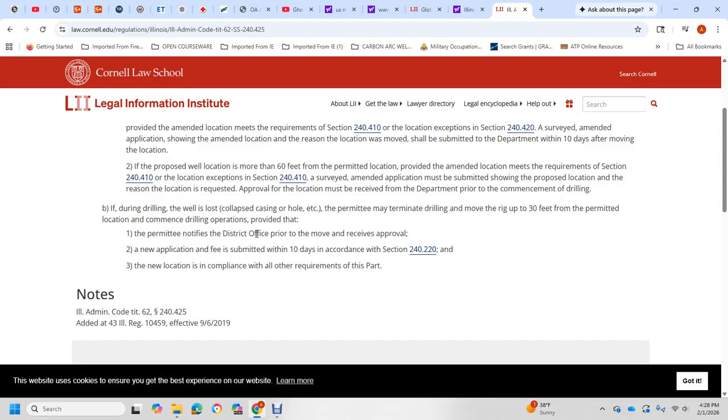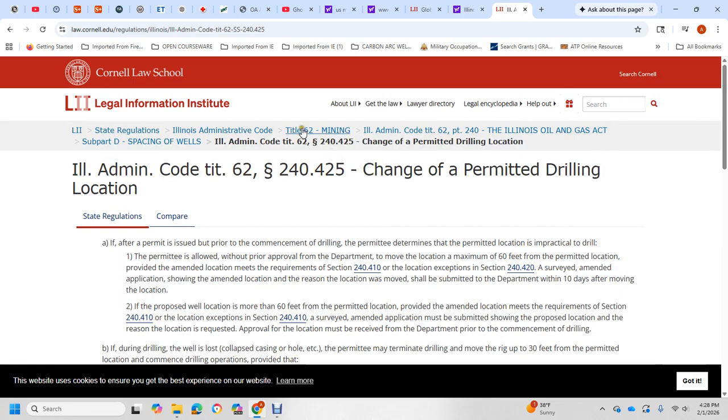If the hole is lost or collapsed, the permittee may terminate drilling and rig up to 30 feet from the permitted location after the commencement of the drilling operation, provided the permittee notifies the district office prior to the move and receives approval. A new application fee is submitted within 10 days according to section 242.20, and the new location is compliant with all other requirements of this part. That was 244.25, change of permitted drilling location.